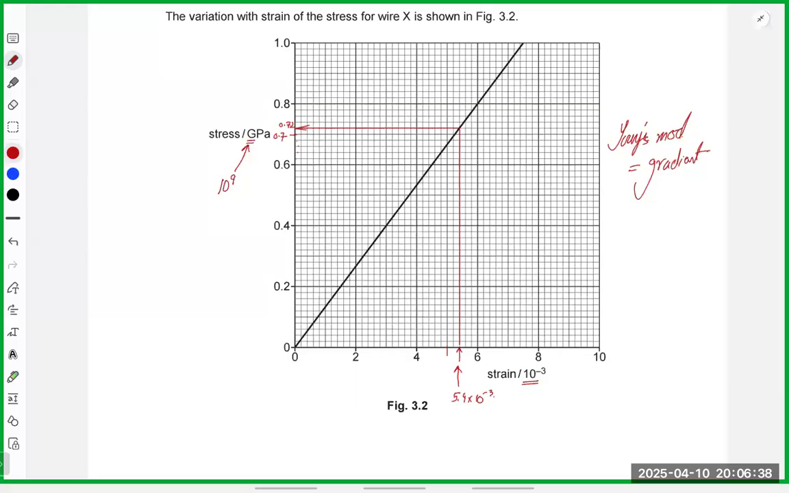Sir, if you only halve the diameter of the wire, your modulus should still stay the same. Yes. And even the graph will be as well. Yes.